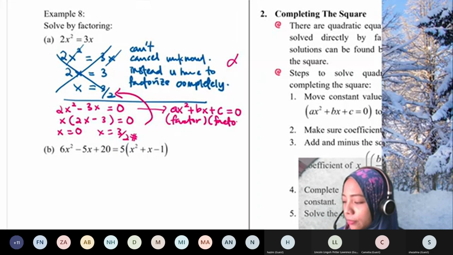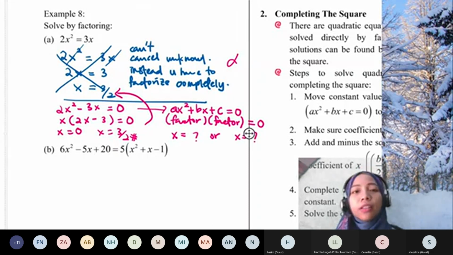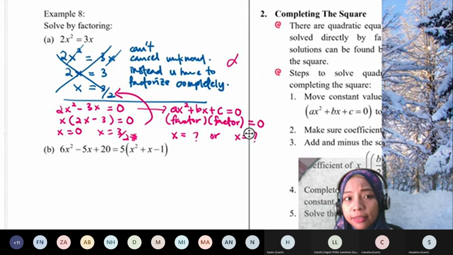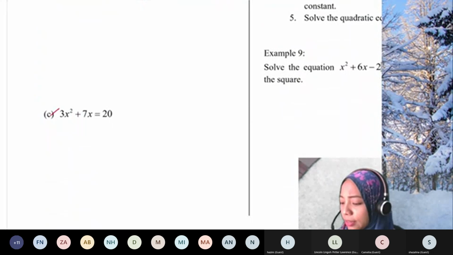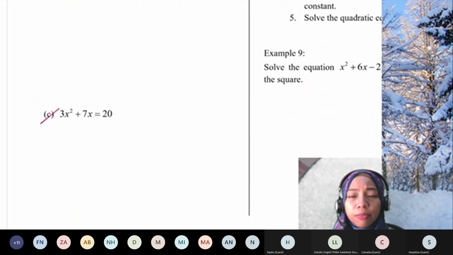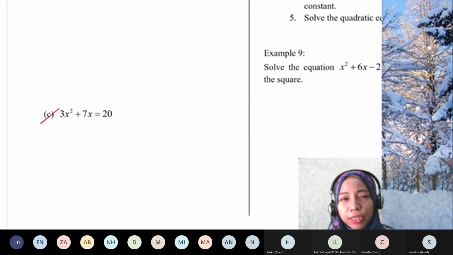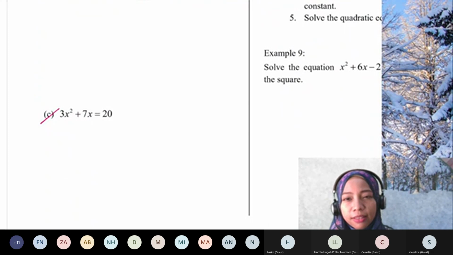Then your answer, x equals to apa? That is the template dia. Okay. So I want you to do it yourself for B as well. Factor. Ini pun factor. Because I think it's quite easy lah untuk factor ni. Just that student jangan cancel. I think everything will be fine.